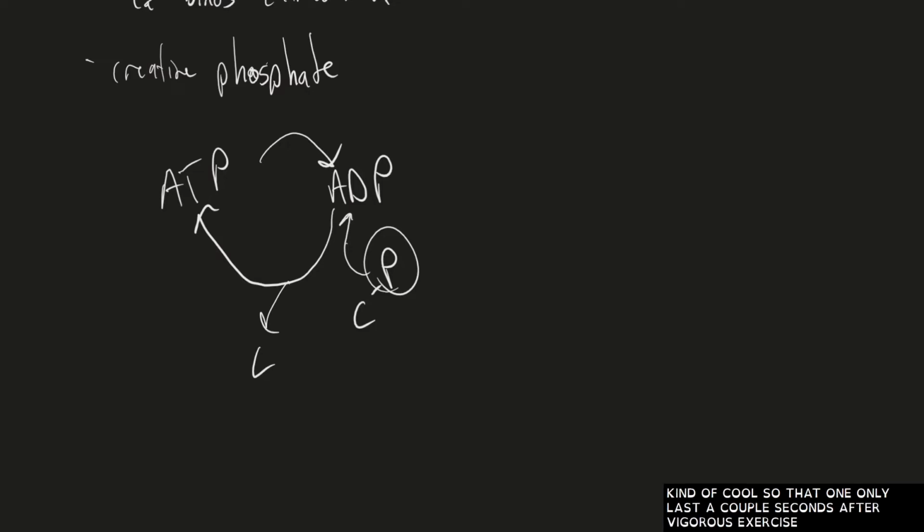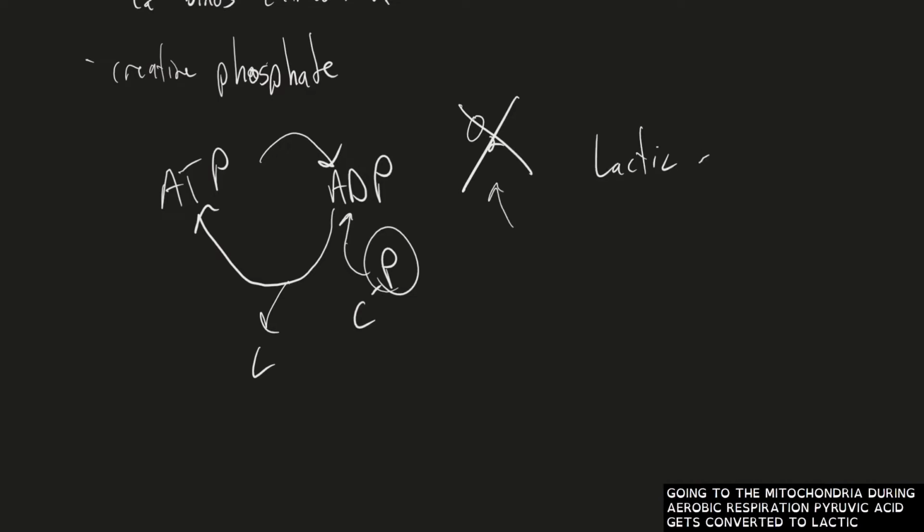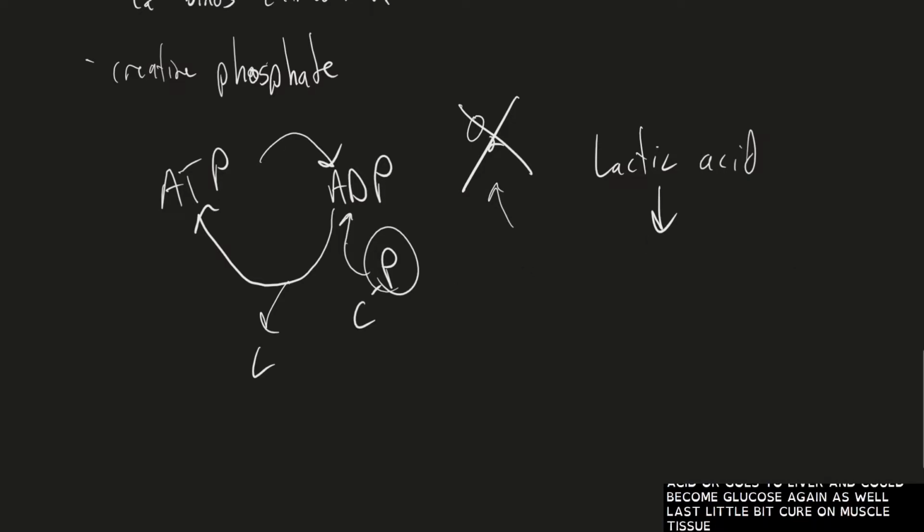after vigorous exercise. So if you go anaerobic: aerobic exercise is when oxygen is present, and anaerobic exercise is when there's no oxygen present. When you go anaerobic, pyruvic acid, instead of going to the mitochondria during aerobic respiration, gets converted to lactic acid, which then goes back to pyruvic acid or goes to the liver and could become glucose again as well. That's the last little bit here on muscle tissue.